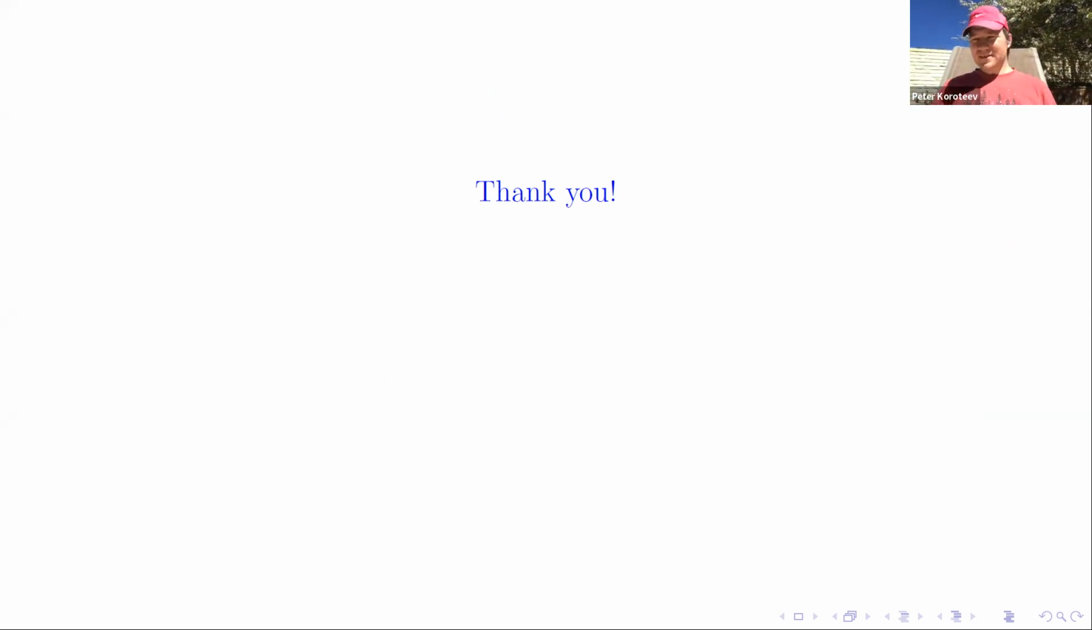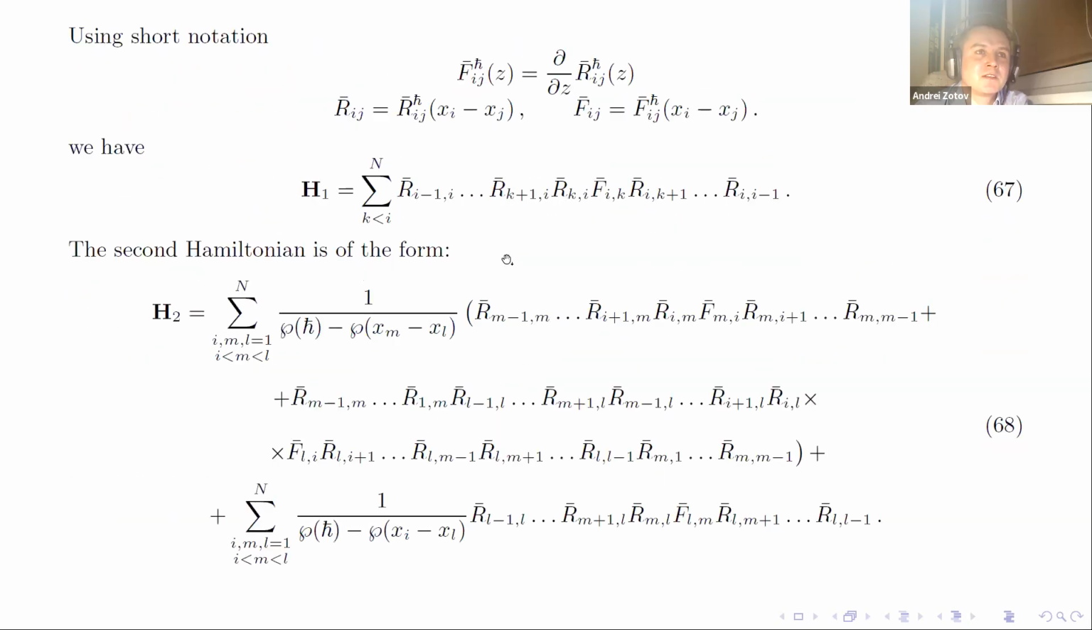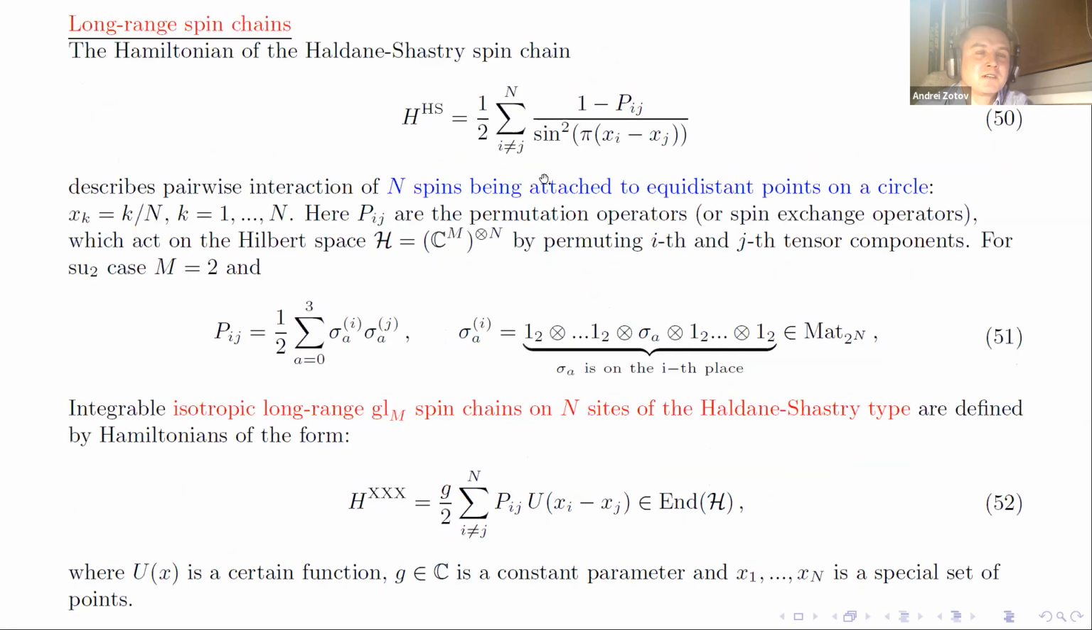So thanks for the talk. I have a question for Andrey. When you say long range, do you mean that every spin interacts with every other? Yes, this is why they're called long range. Let me go back to the definition of the Haldane-Shastry Hamiltonian. Usually when talking about chains, we mean that only neighbors interact, but here all spins interact with each other. They're fixed as equidistant points on a circle, but everyone interacts with everyone.